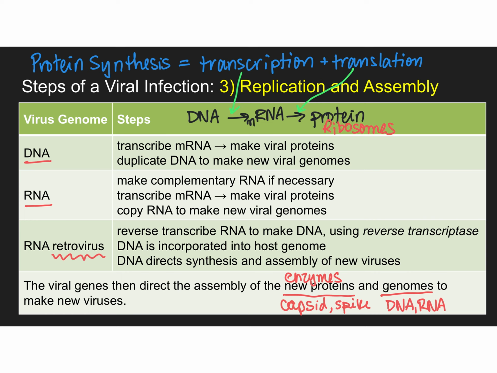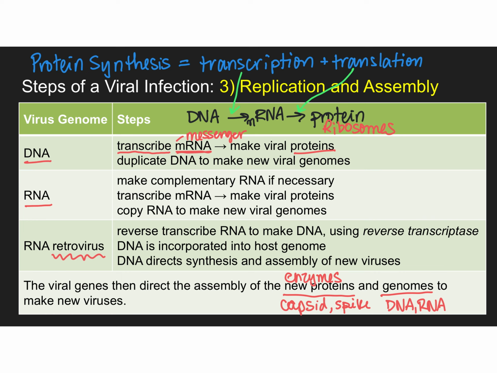Okay, so going back to our different types of viral genomes. If the virus has DNA as its genome, the first thing that it has to do is transcribe that genome into messenger RNA. Remember that the m stands for messenger RNA. And then that messenger RNA goes to a ribosome in order to make those proteins. The DNA is also going to make copies of itself using the free nucleotides and enzymes and other structures in the host cell.